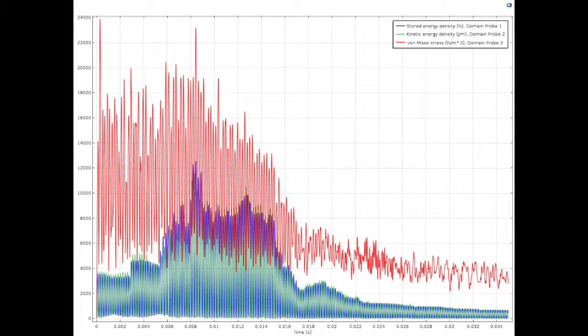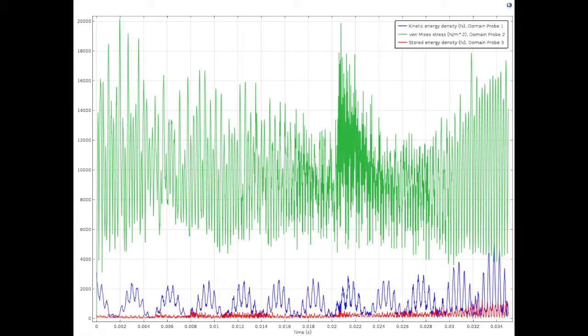3-domain probes were used in our study to measure the maximum von Mises stress, the stored energy, and the kinetic energy of the brain during impact. Here, in a model with no helmet, we clearly see a dampening effect with both the stress and total energy of the system decreasing, which suggests that the energy is being dissipated and lost. This result is a testament to the natural dampening of the brain CSF skull system.